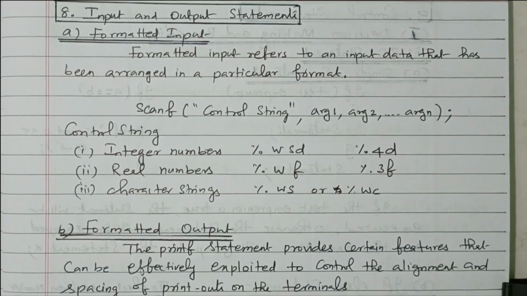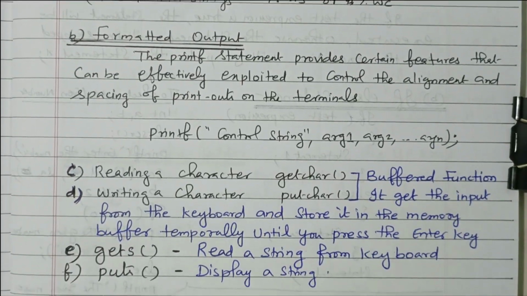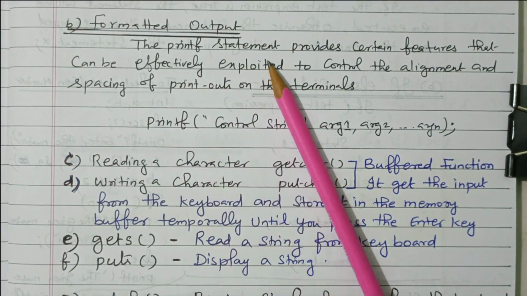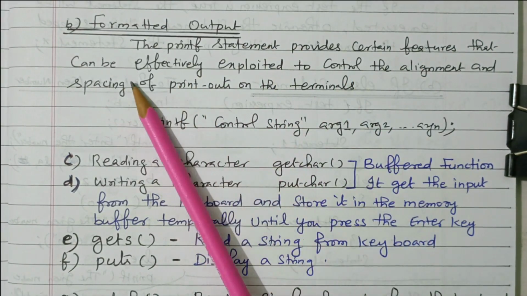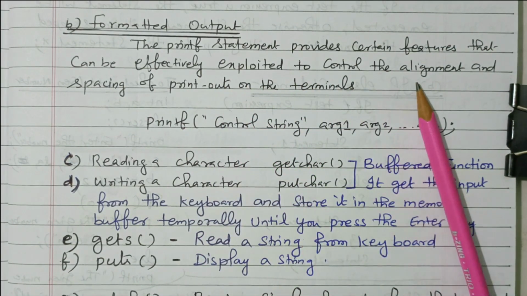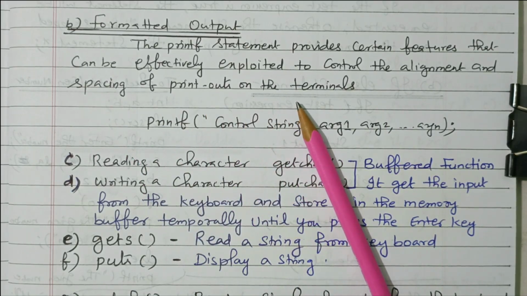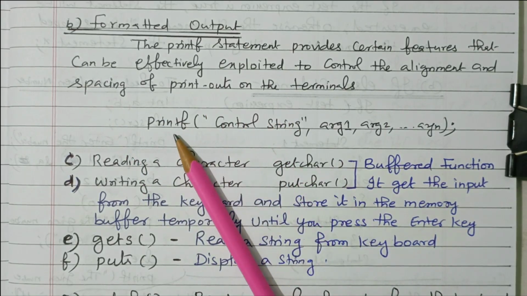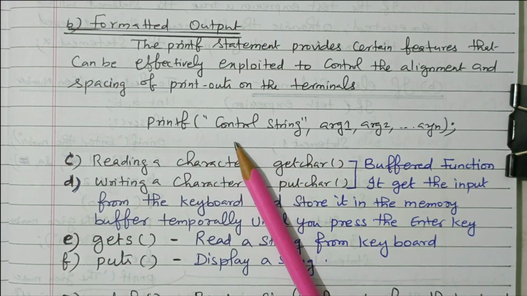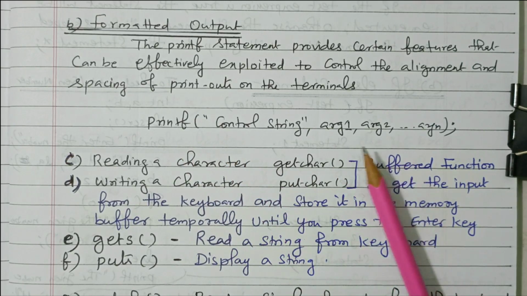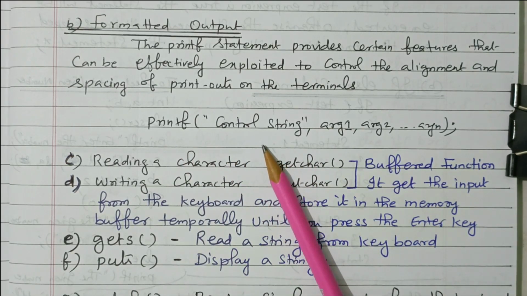Similarly, we have the formatted output. We'll see the formatted output. The printf statement provides certain features that can be effectively exploited to control the alignment and spacing of the printout on the terminal. The scanf is used to read the data. Similarly, we have printf. Printf is used to display the data on the monitor. So the same control string is used here, then this is the data. The control string available in scanf is applicable for printf also.